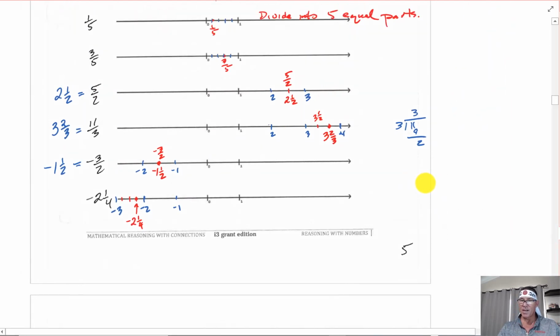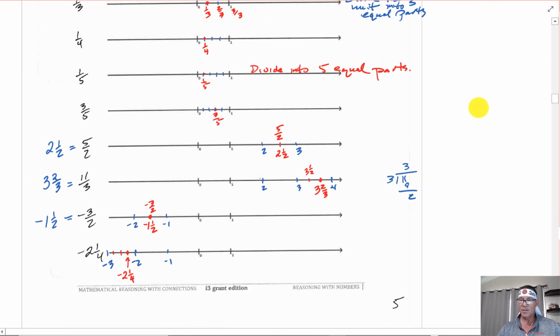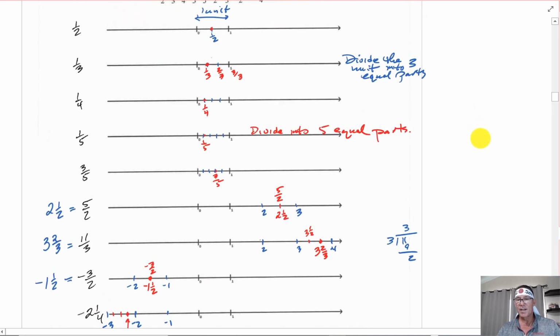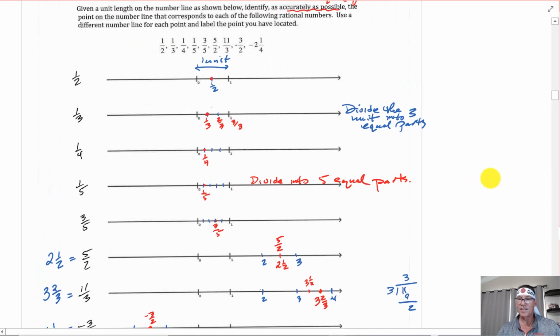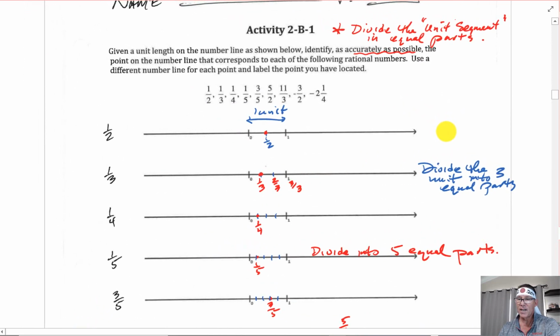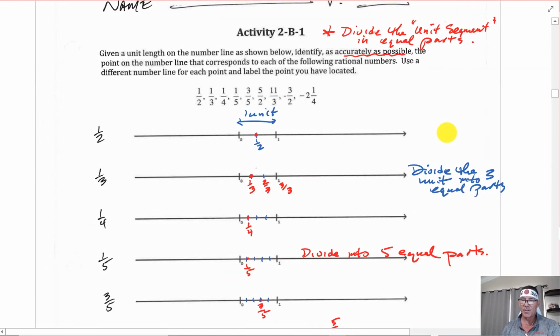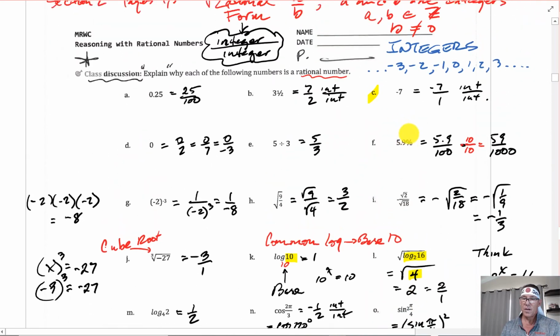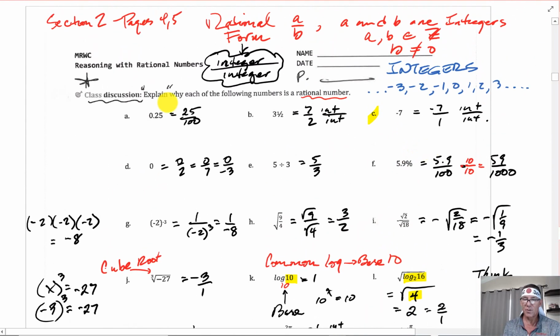Now, the reason why we're doing that, that's just a very simple basic activity, going back to grade school, believe it or not. But it gives you an idea of where these fractions, these rational numbers as we call them, are located. And then what we need to do next is how to find the exact location on the number line using a compass and a straight edge. So there's activity 2B1. And previously here we talked about how to show that numbers are rational. So explain why each one's a rational number.